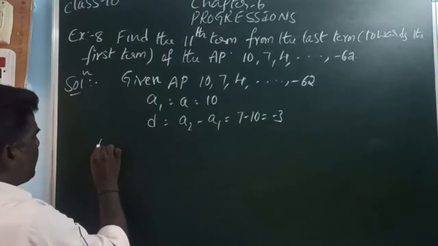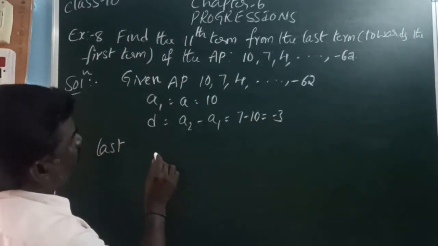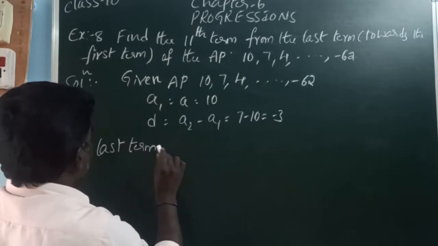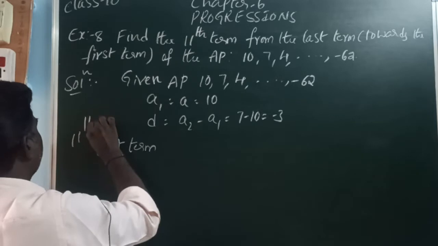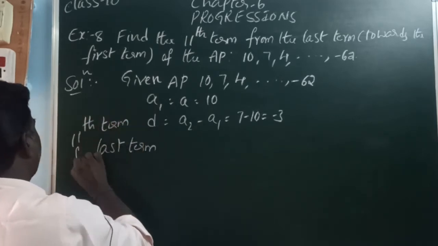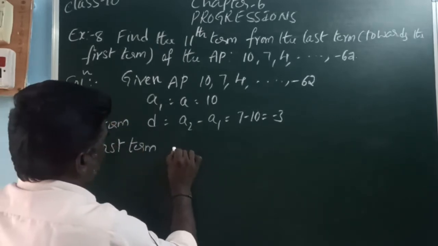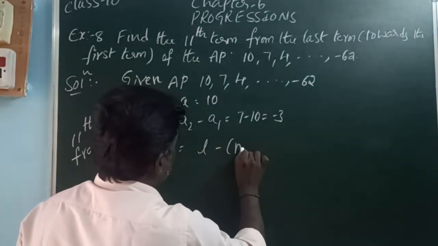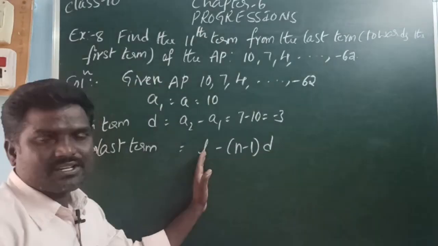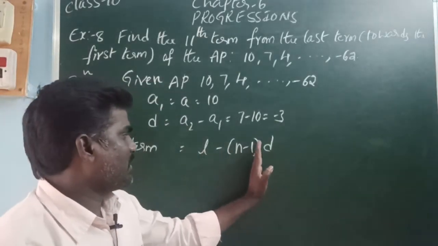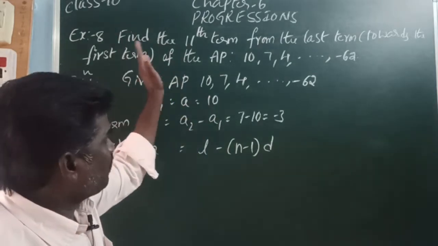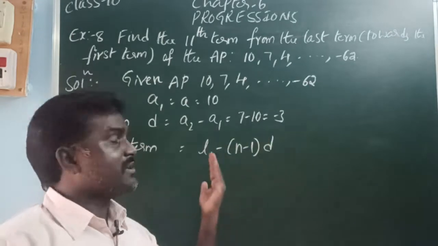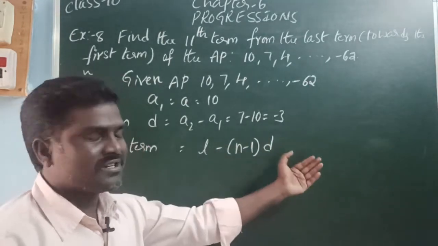They are asking for the 11th term from the last term. So its formula is l minus (n minus 1) into d, where l is the last term. From the first term we add the common difference, and from the last term we subtract the common difference.